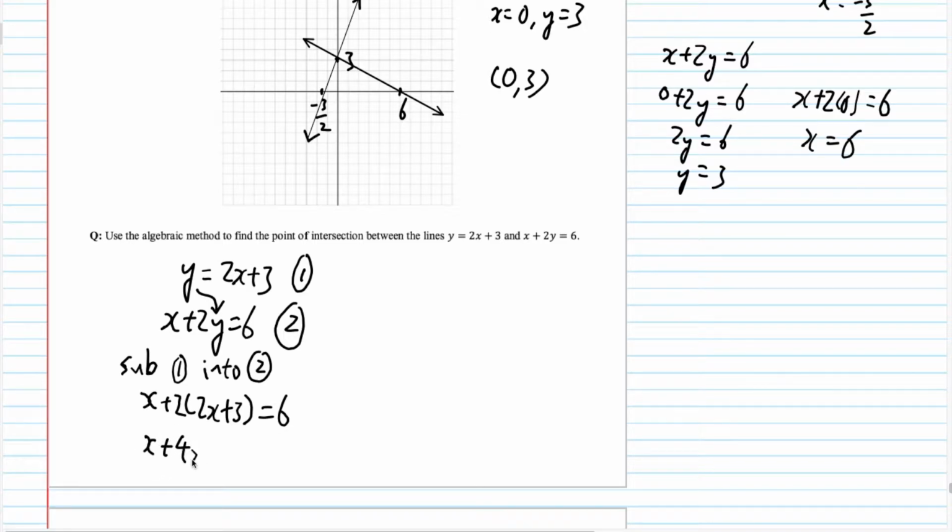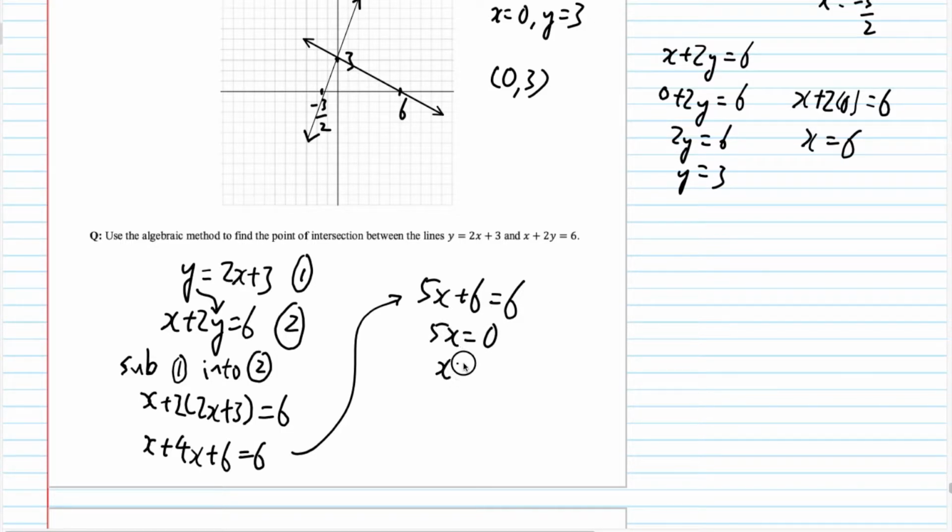So 4x plus 6 is equal to 6. Simplify the left-hand side. So you have, just continue from here, 5x plus 6 equals 6. 5x is equal to 0. Take away 6 from both sides. x is equal to 0.